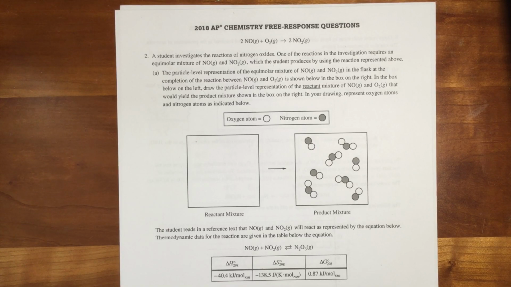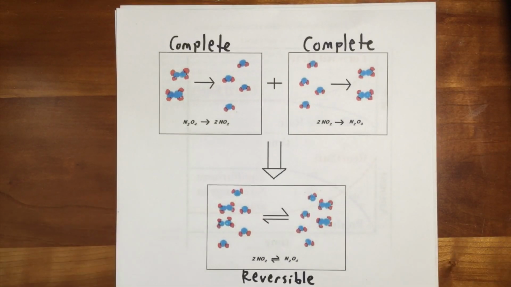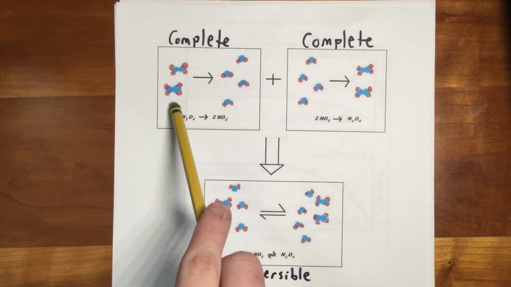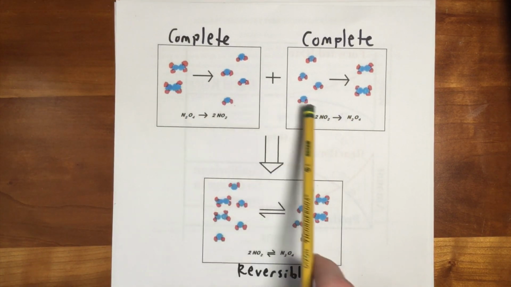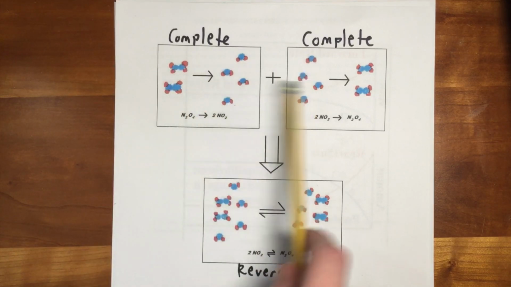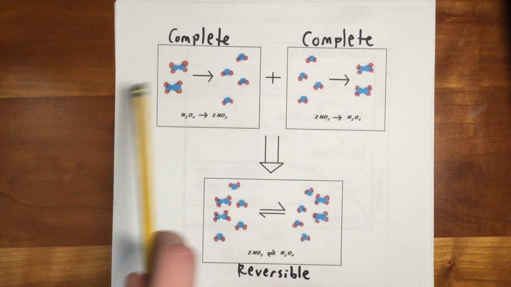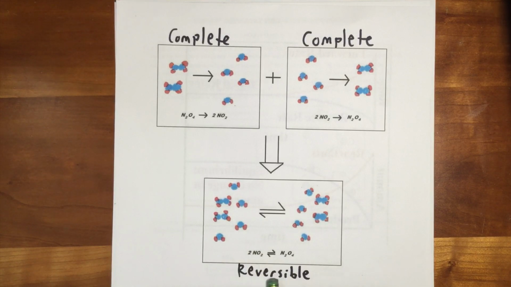Hello AP Chemistry students. Today we'll be talking about the second FRQ question on the 2018 AP Chemistry exam. Before we get started with that, I want to take a look at this reaction right here. Here we have the reaction of dinitrogen tetroxide into nitrogen dioxide, and then the opposite over here. These are complete reactions as all of the reactants are used up and all of the products are created. But when they're happening concurrently, it's known as a reversible reaction.